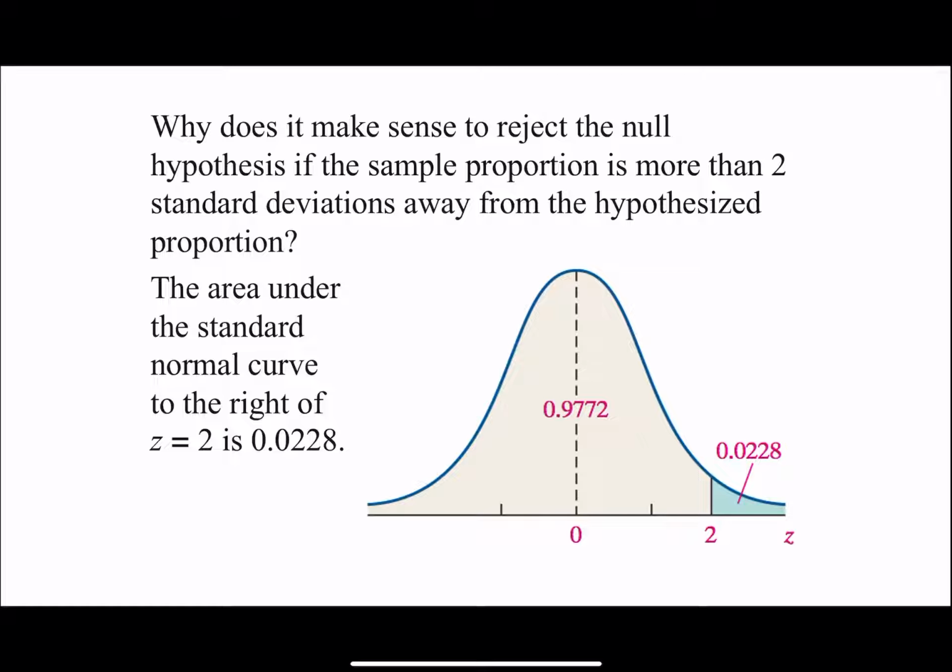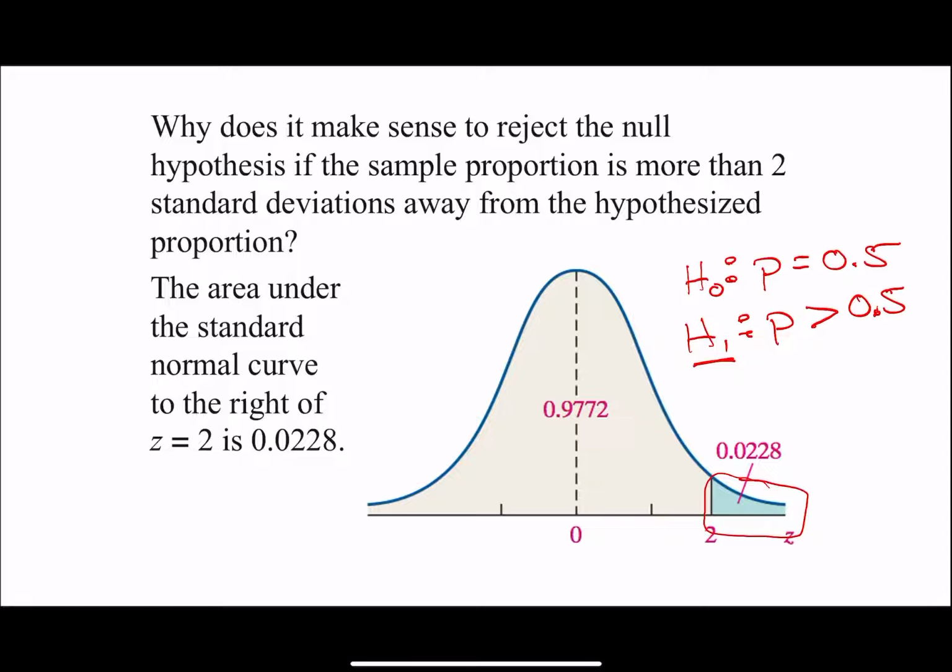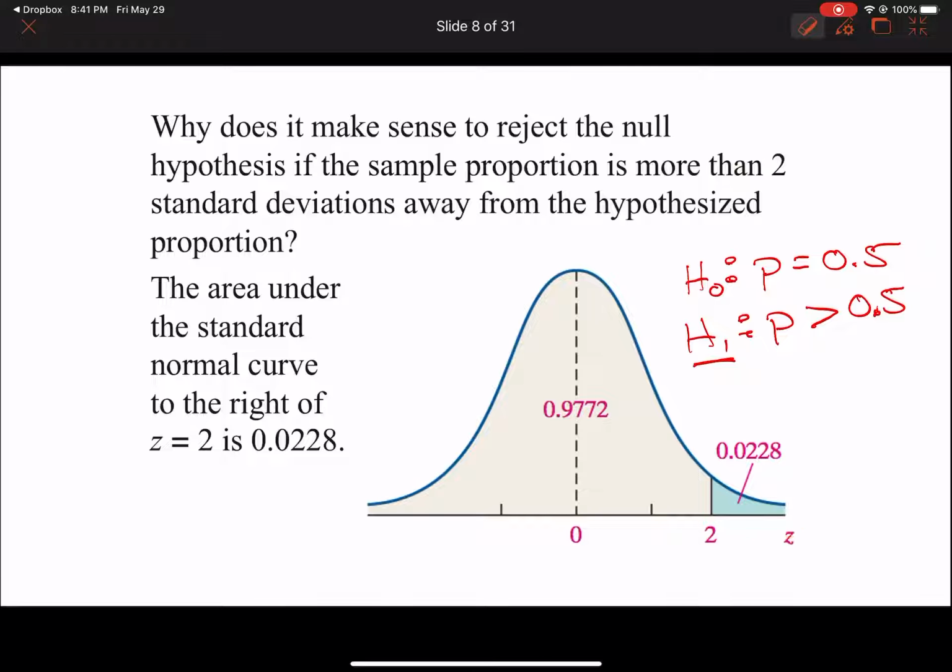Okay, so here's why it makes sense to reject the null hypothesis. The sample proportion is more than two standard deviations away from our hypothesized value. Our H naught was that P was equal to 0.5, and our H1 says that we believe P is greater than 0.5. When we sampled those 1,000 people, the result was more than two standard deviations away from the mean, and the area under the normal curve to the right of this piece was 0.0228. Remember that a probability less than 5% we consider unusual. This is only 2.28%, so it is definitely unusual.